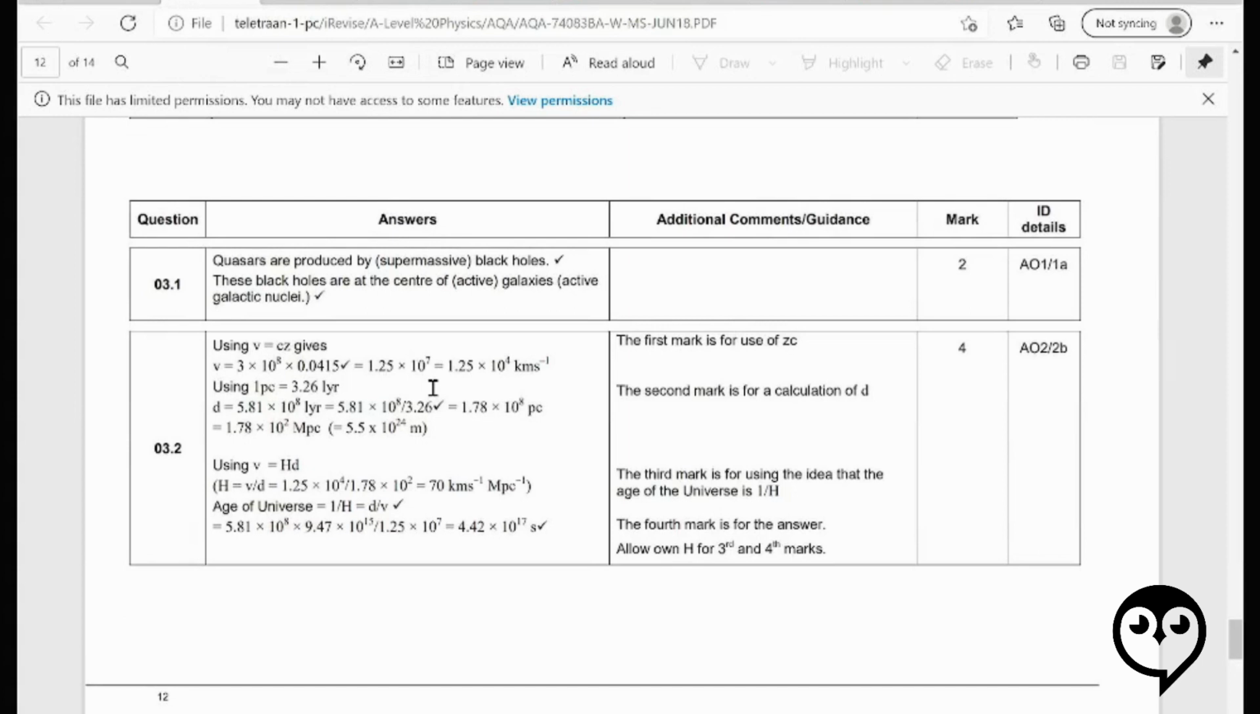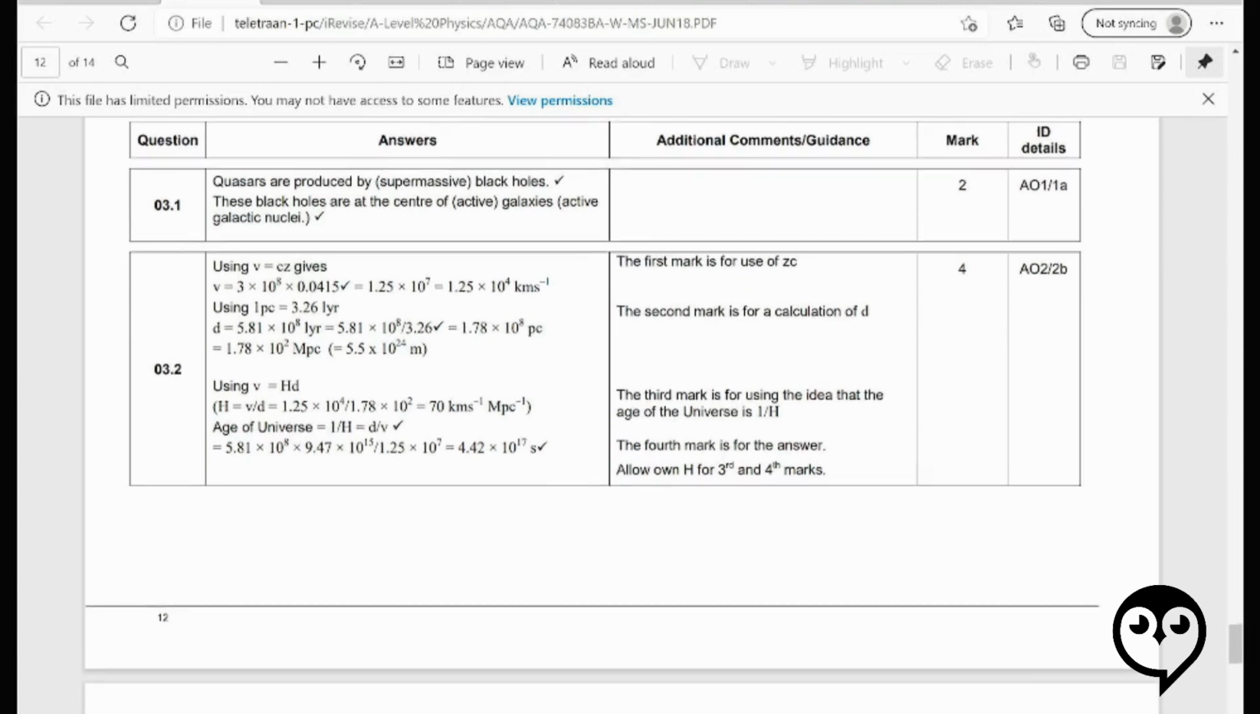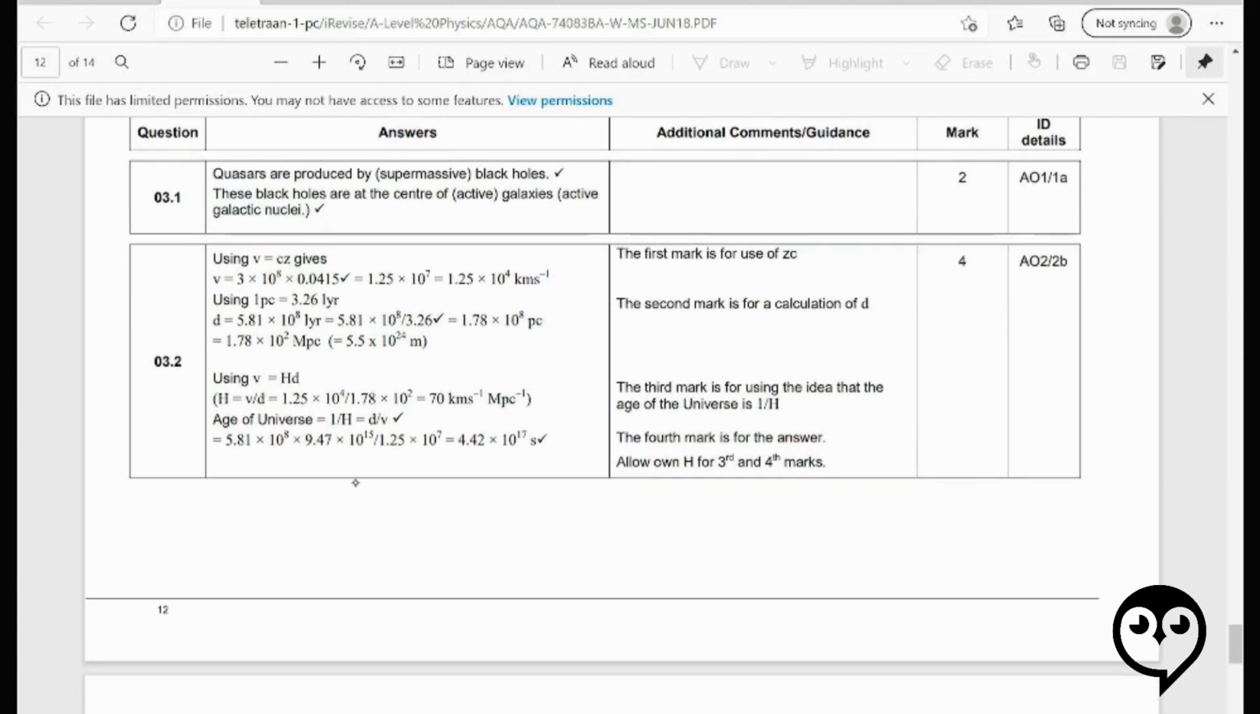Okay, so quasars are produced by supermassive black holes, and these black holes are at the center of active galaxies. Okay, a little different than what we had seen about quasars in a previous question, but you AQA crowd, you know what you need to know, I hope. Okay, I've got the answer that they've got here. There are different ways you could do this, right?